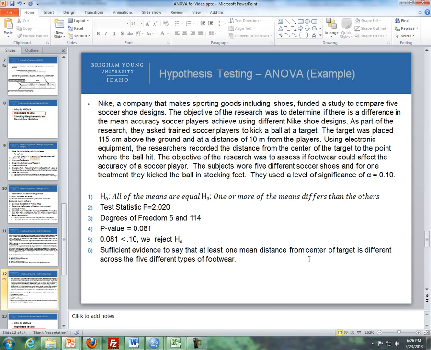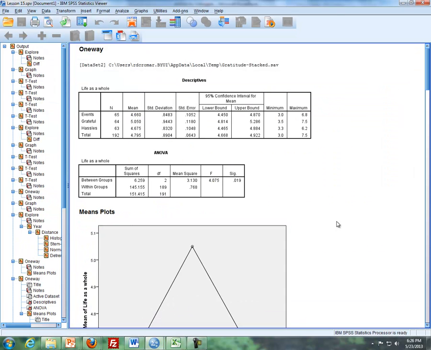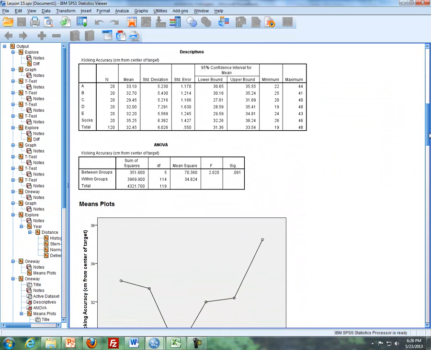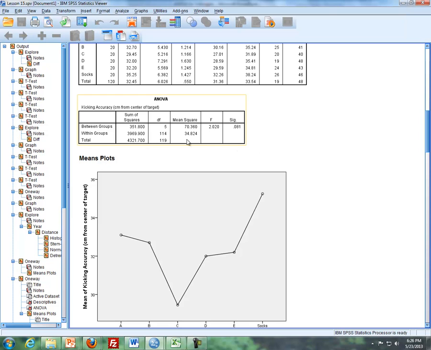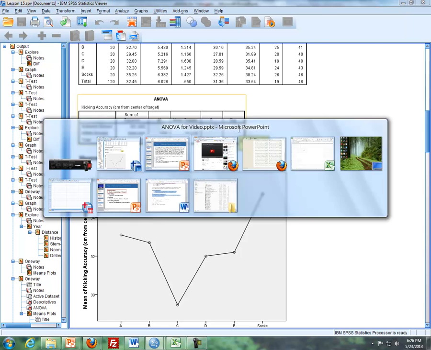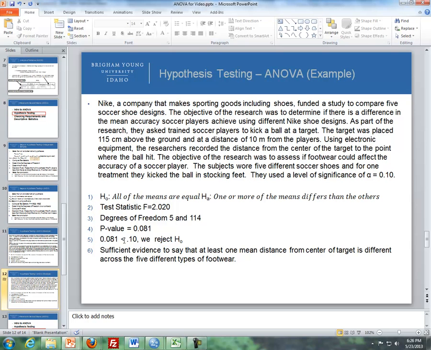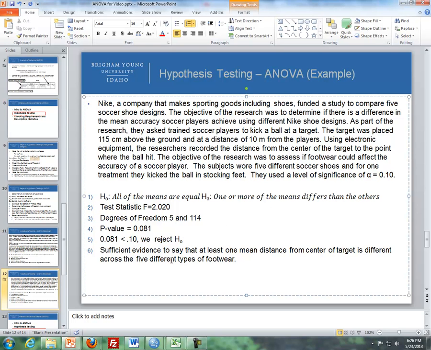Steps 2, 3, and 4 we can get from our output. I have an example of SPSS output here. If I go down here, here's the ANOVA table. Here's step number 2, our test statistic, the F test statistic. Here are my 2 degrees of freedom, 5 and 114. Now my p-value is 0.081. Since our p-value is less than alpha, which is 0.10, we would reject the null hypothesis.